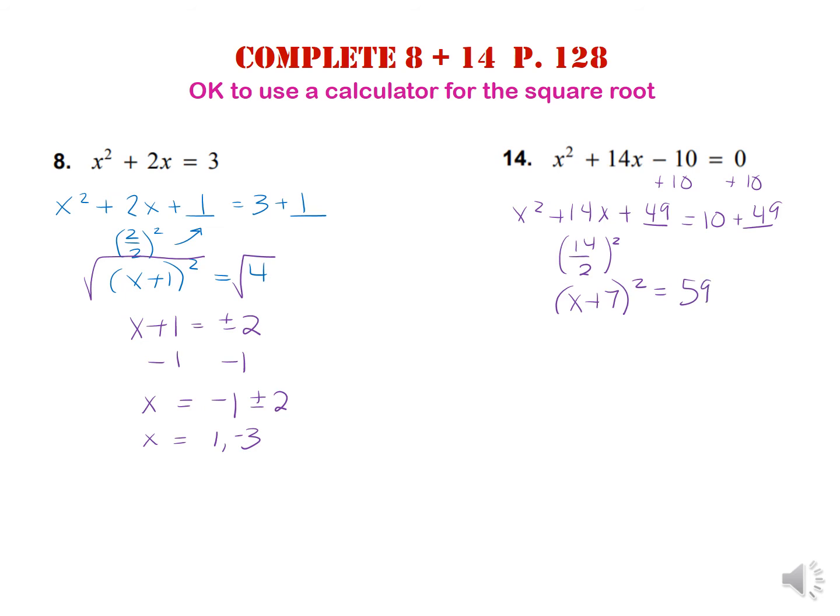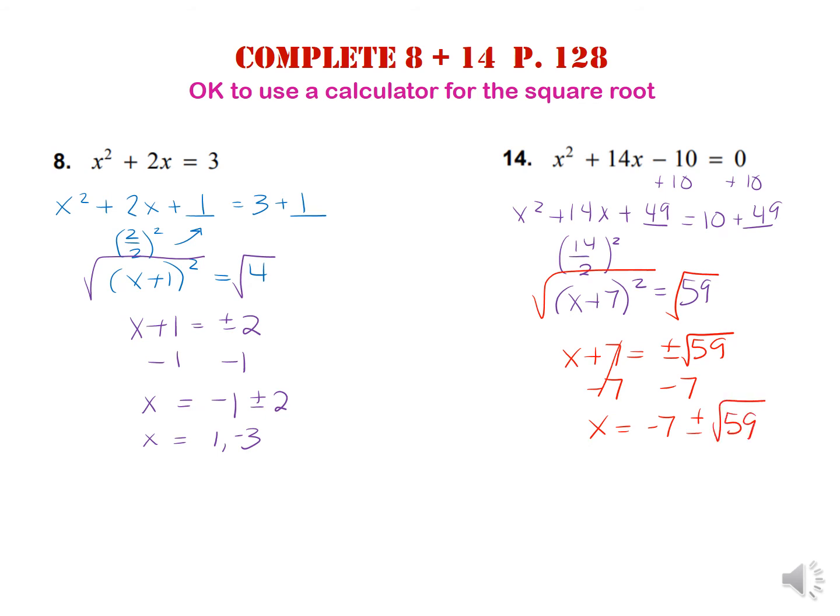I'm going to take the square root of both sides. I get x plus 7 equals plus or minus the square root of 59. I'm going to subtract 7 from both sides. Whoops, I forgot the square root. And we get x equals negative 7 plus or minus the square root of 59.